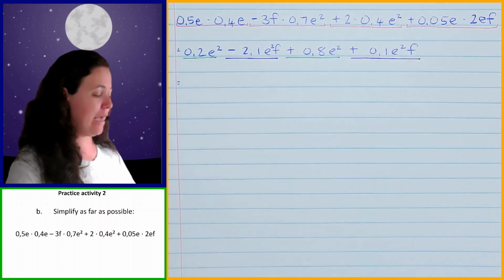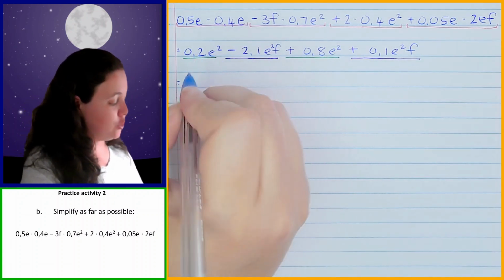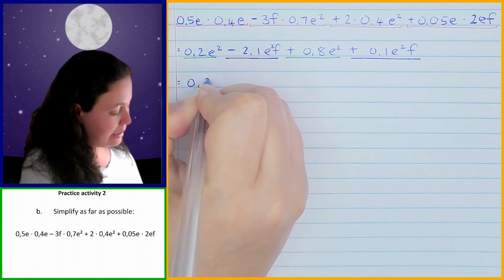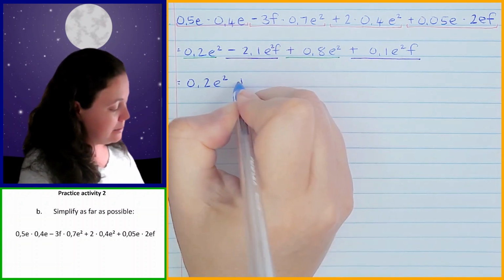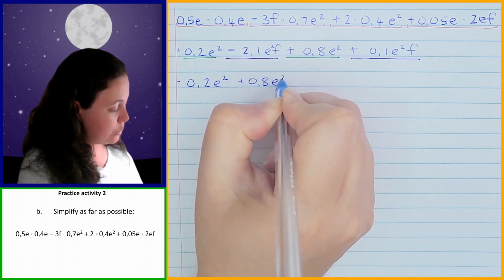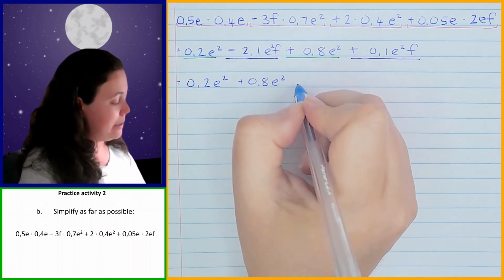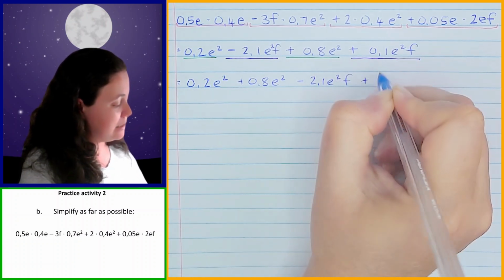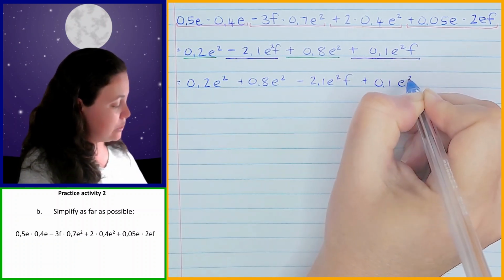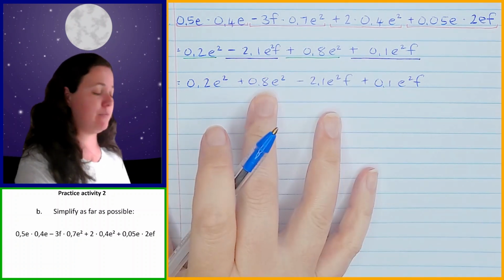Okay, so now let's go and put them together. Like I said, you don't have to show the step. It's up to you. So I've got 0.2 e squared plus 0.8 e squared. And then over here, negative 2.1 e squared f plus 0.1 e squared f. Okay, so now I'm going to go and simplify those.